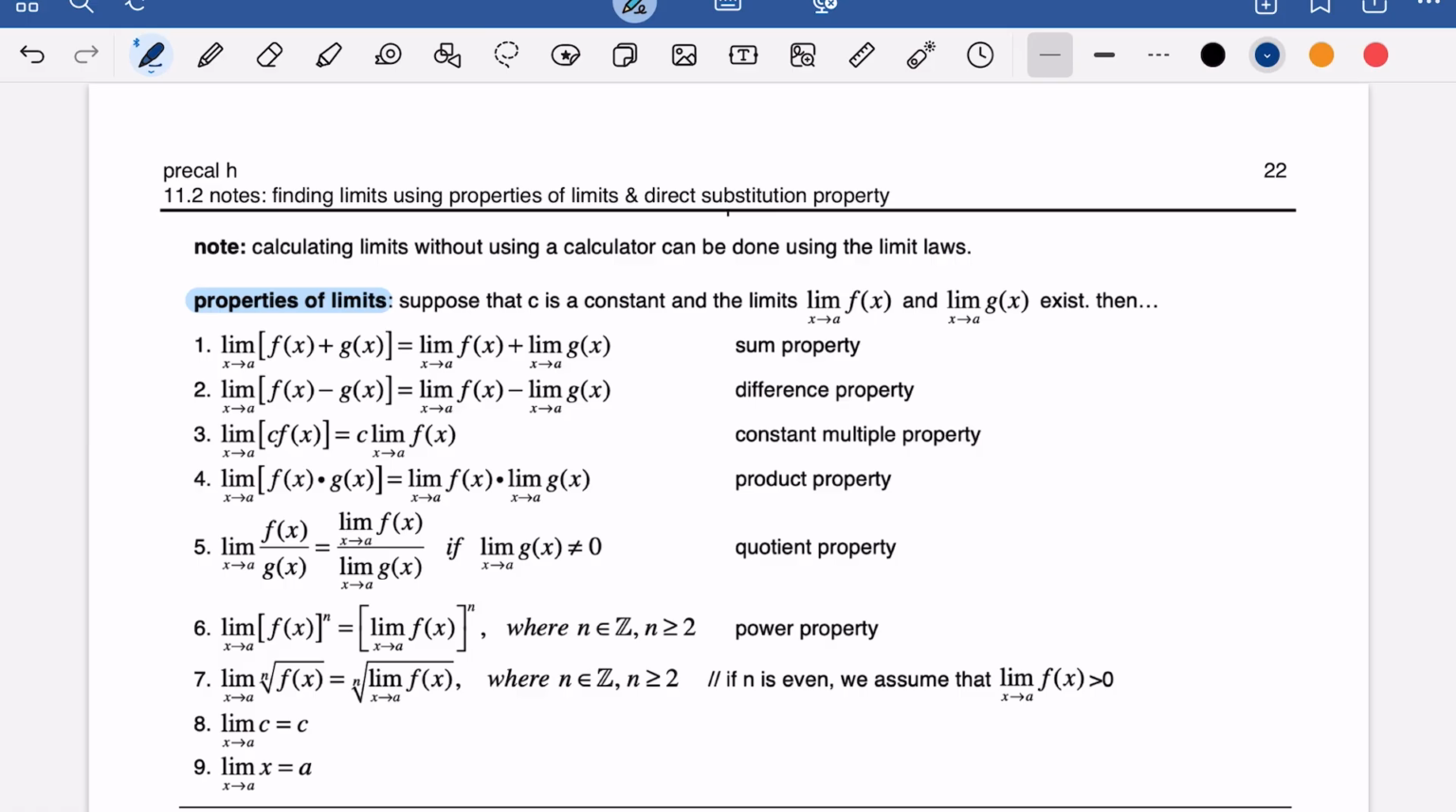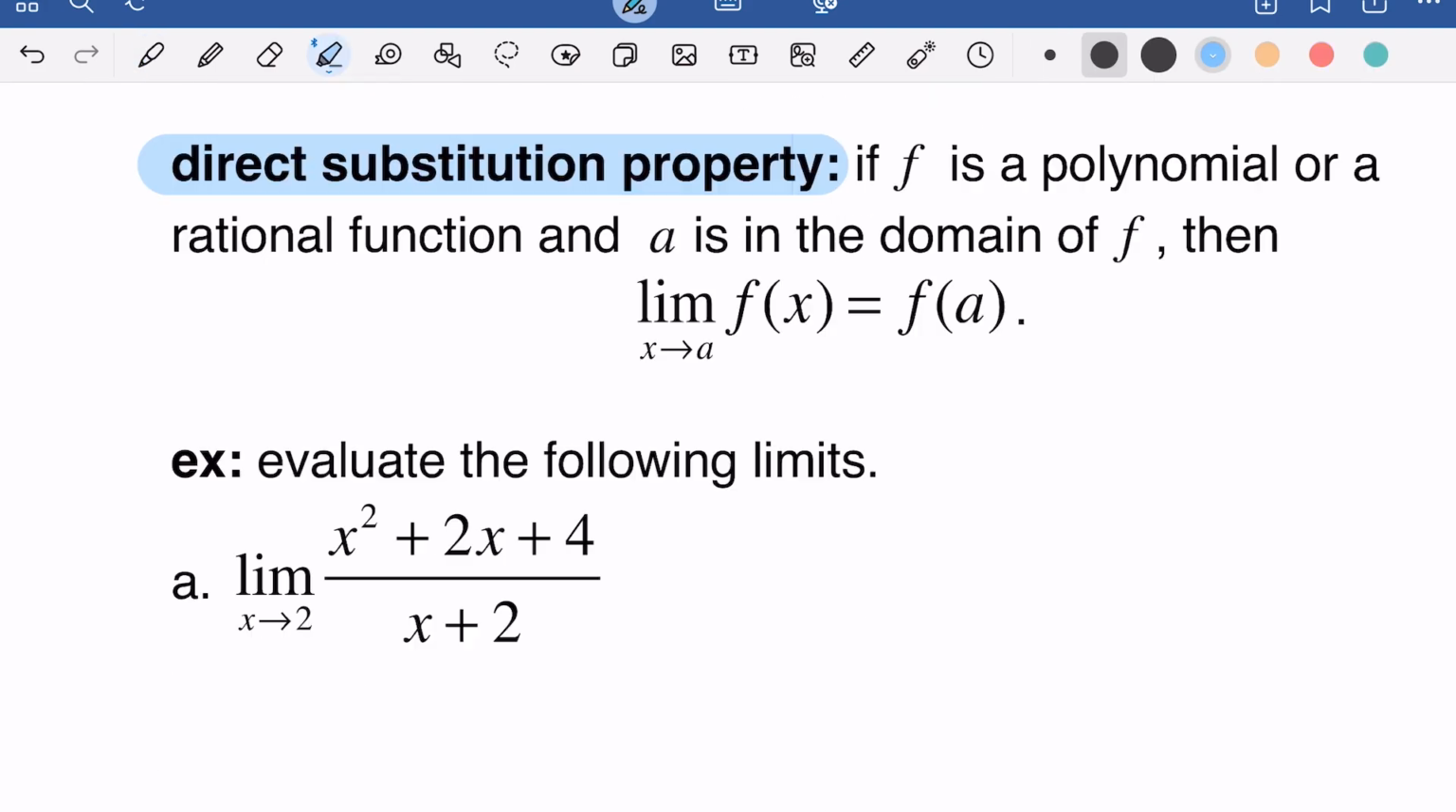Hi, today's notes we're going over 11.2, finding limits using properties and the direct substitution property. So we have 9 properties listed here that we're going to refer to later in the notes. We're going to begin with the direct substitution property.